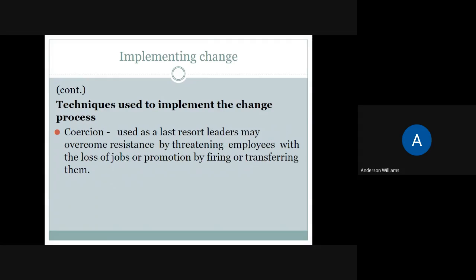Coercion. Used as a last resort, leaders may overcome resistance by threatening employees with the loss of their jobs or promotion, or by firing or transferring them. Coercion should be the last resort.